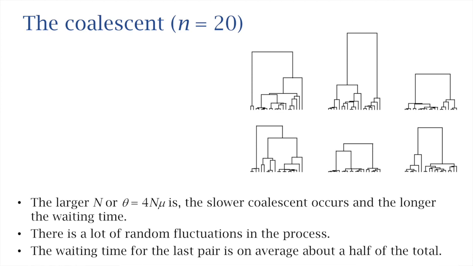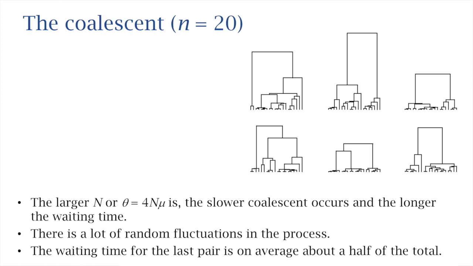When you move to 20 sequences, here are some genealogical trees called gene trees, which we simulated. The first feature is that there's a lot of fluctuation in this process. The waiting time can fluctuate a lot. The other feature is that the waiting time tends to be much longer when you have fewer lineages left. So on average, the last waiting time is half of the total waiting time for this sample.